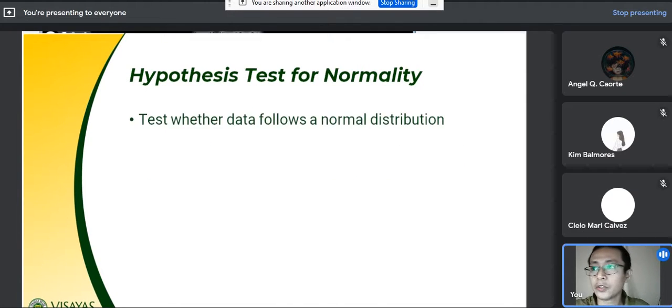Okay, so just to recall, class, in our previous lesson on graphs, we have discussed the histogram, right? So again, to recall, class, what does the histogram tell to our audience? Or what data does our histogram convey to our audience?